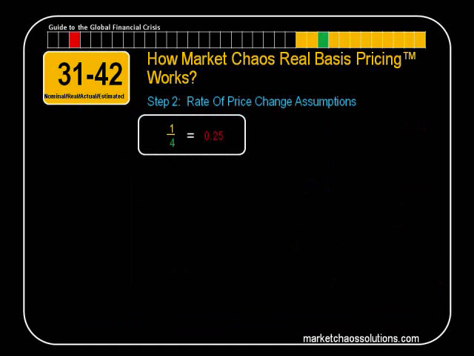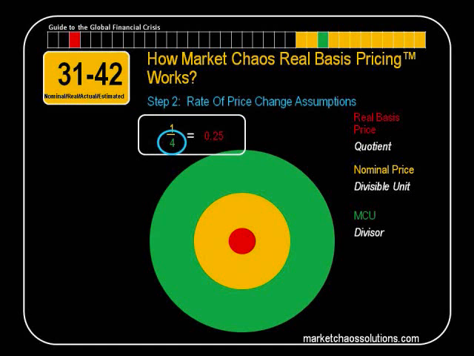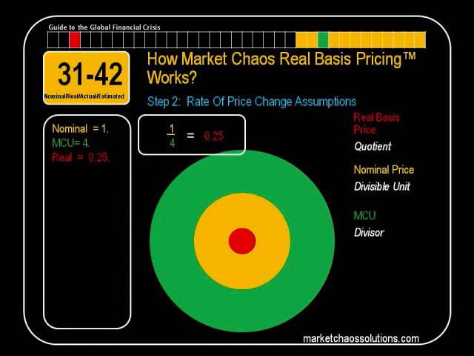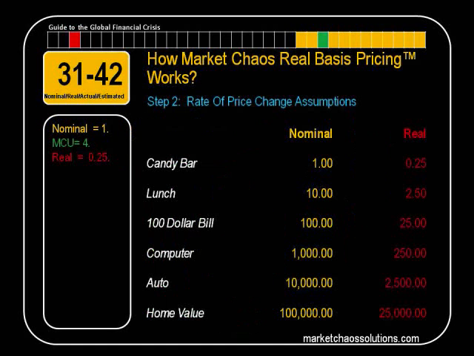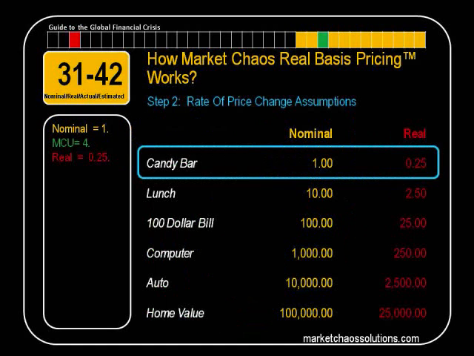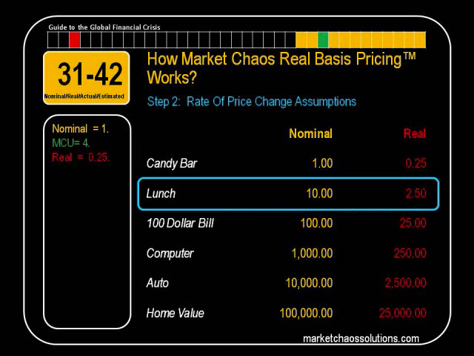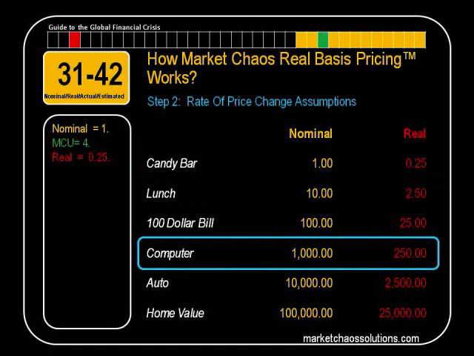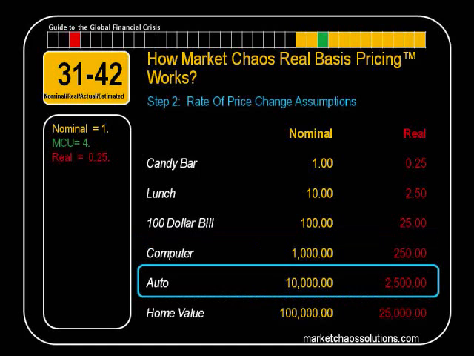In this next illustration, we raise the MCU 4 times. A sharp rise in the MCU has a counter effect on real values. A nominal price of 1 and an MCU value of 4 equates to a real value of 0.25. Under these rate change assumptions, all real values decline to 1/4 of their nominal value.